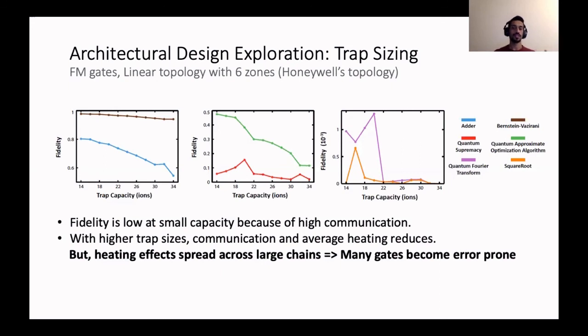But we found that the heating effects are actually spread across large chains. So it's as if there's a large hotspot in the device, and because of this, many gates become error prone, and this worsens the overall application fidelity. So there is a sweet spot of about 15 to 20 or 25 ions, where applications tend to have good fidelity.